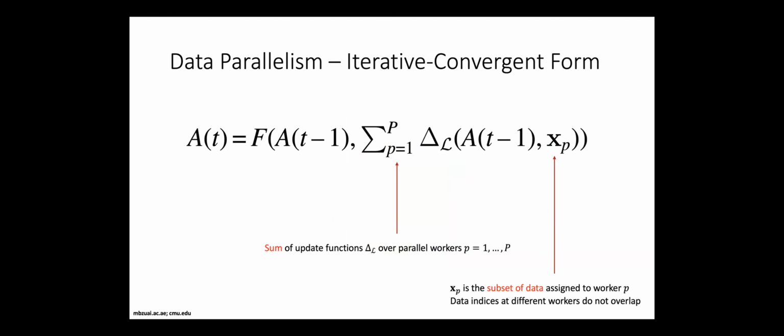Okay, so mathematically, we can express these forms of parallelism as follows. Next slide, data parallelism is basically, if we take the iterative convergent equation, A equals F of delta, that delta is split into a summation over subsets of data XP. This is the simplest and easiest form of parallelism to understand, and that's in particular because everyone in this room presumably knows SGD and the fact that it's a mini-batch algorithm, and then you can chop that mini-batch up any way you want.